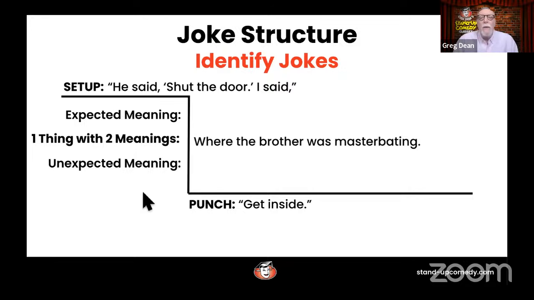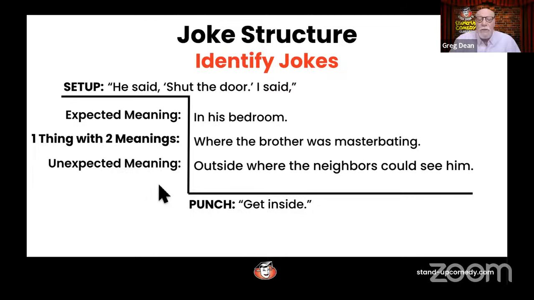It's where the brother was masturbating. Where was he at? We assumed the expected meaning was he is in the bedroom, his bedroom. Where was he actually? The unexpected meaning of where he was: outside where the neighbors could see him, which kind of explains why they hated him.